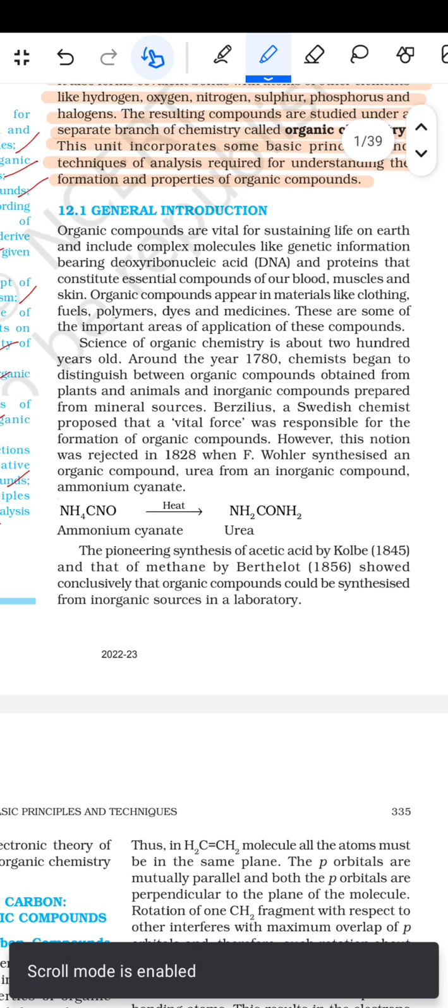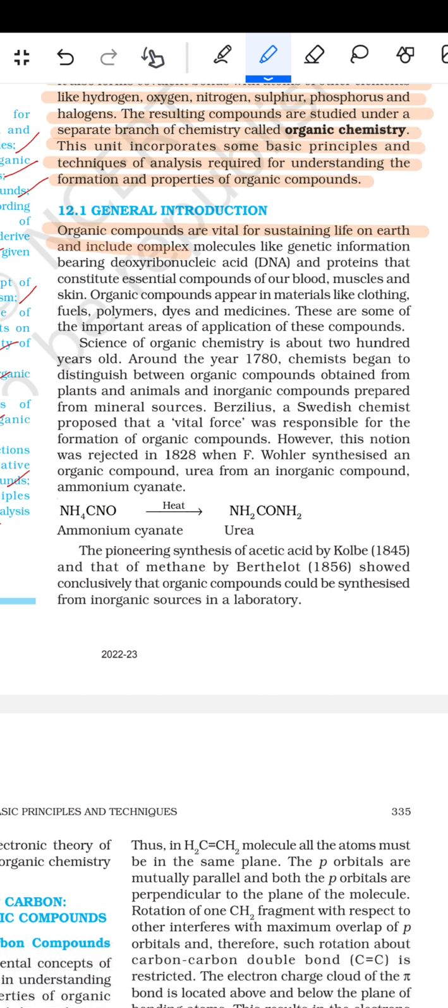General introduction. Organic compounds are vital for sustaining life on earth and include complex molecules like the genetic information bearing deoxyribonucleic acid, DNA, and proteins that constitute essential components of our blood, muscles, and skin. Organic compounds appear in materials like clothing, shoes, polymers, dyes, and medicines. These are some of the important areas of application of these compounds.